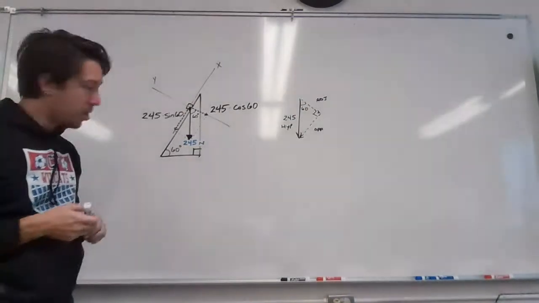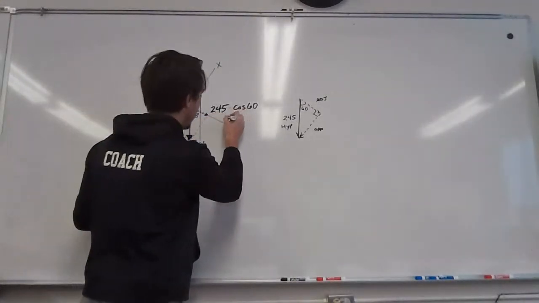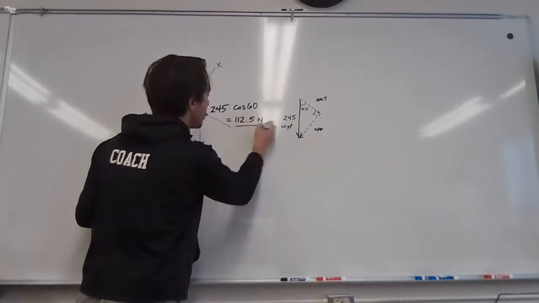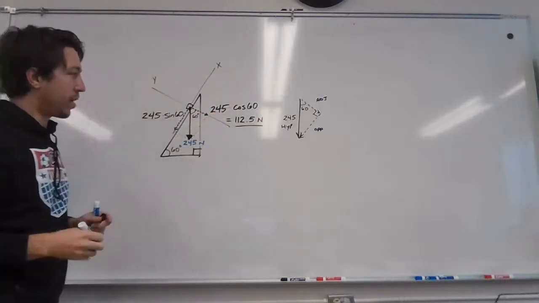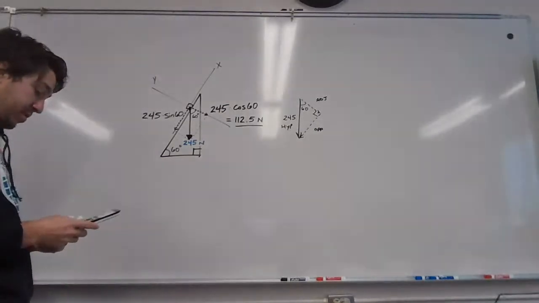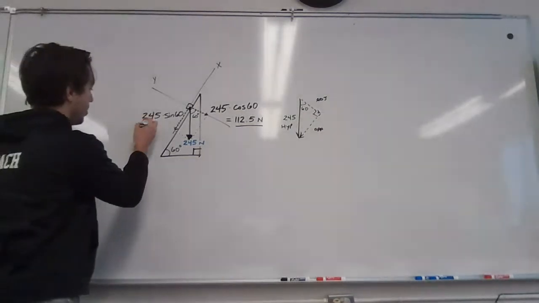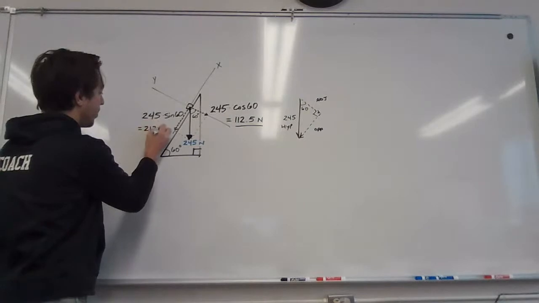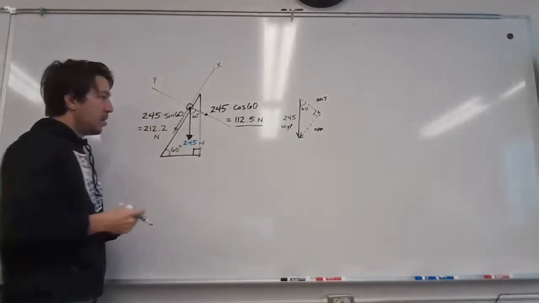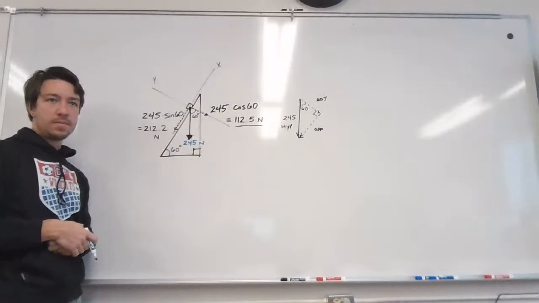And so the calculator, you can get, this one, you don't really need a calculator for it. It's 112.5. Because I know this cosine of 60 is 1/2. This one would be, what do we get here? 245. Make sure you're in degree mode. Here you get 212.2. All right, do we feel okay about that?